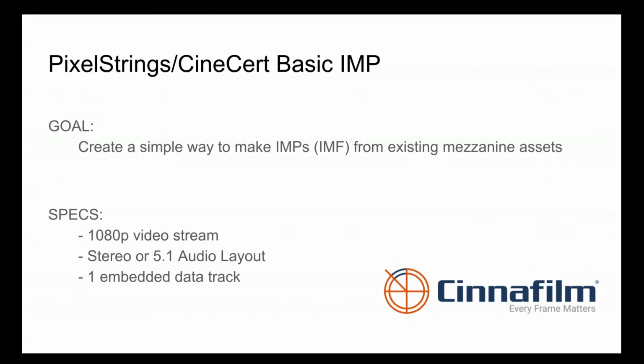So currently for our basic IMP, we need one stream of 1080p video. We need stereo or 5.1 audio within that file, as well as one embedded data track, like a closed caption track. And if you pass those things in within one file, then we will be able to create an IMF for you.